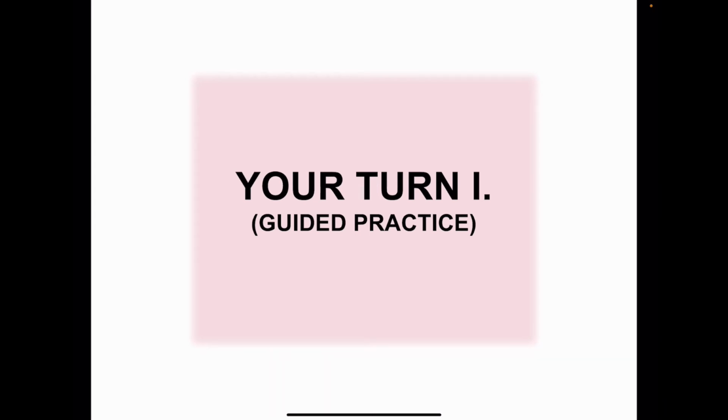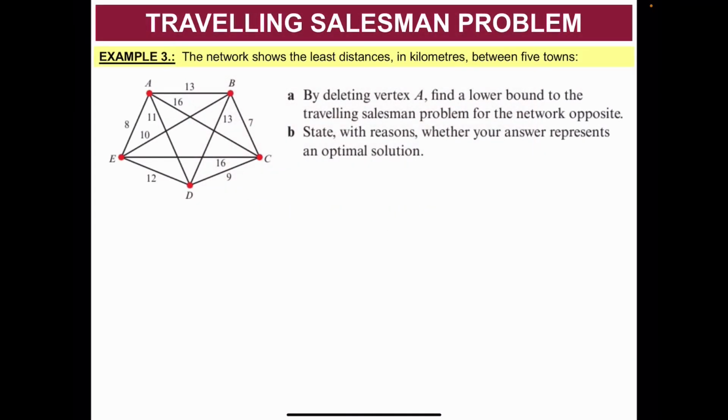So now let's look at the guided practice. We have the network that shows the least distances. This time we need to do the same thing, but I don't have the table. So what I can do is just ignore the deleted vertex A. That means I am also deleting these arcs and this edge. So I'm only looking at, maybe it's better if you rewrite it, B, D, E and C.